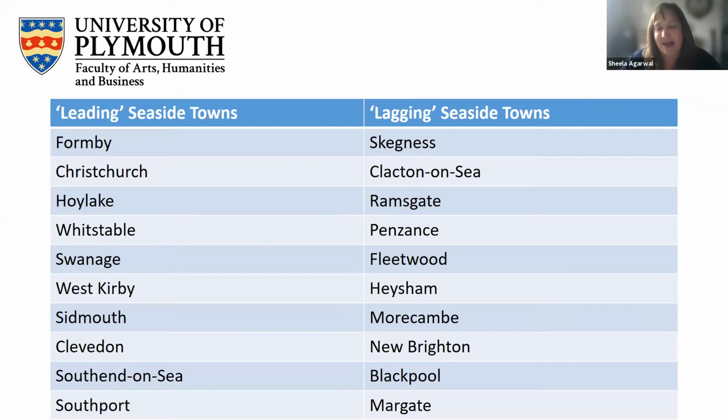And then in terms of the laggers, number 1 was sadly Skegness, followed by Clacton-on-Sea, Ramsgate, Penzance, Fleetwood, Heysham, Morecambe, New Brighton, Blackpool, and Margate.